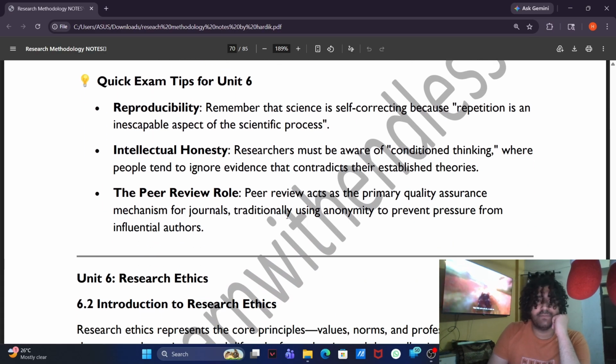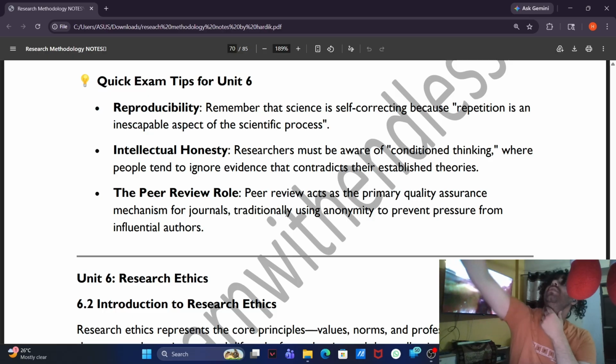Here's a quick example for you guys. Reproducibility. Remember, science is self-correcting because repetition is an integral aspect of the scientific process. Intellectual honesty. Researchers must be aware of confirmation bias, where people tend to ignore the evidence that contradicts their established theories. The peer review role. Peer review acts as a primary quality assurance mechanism for journals, traditionally using anonymity to prevent pressure from influential authors.